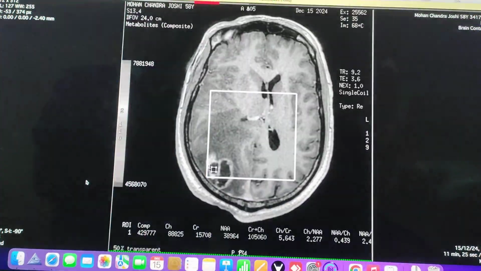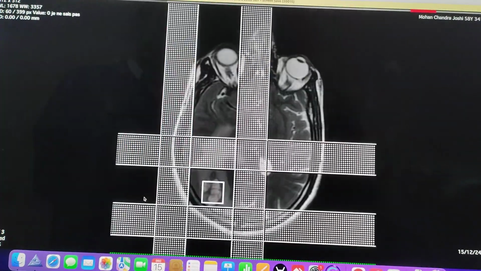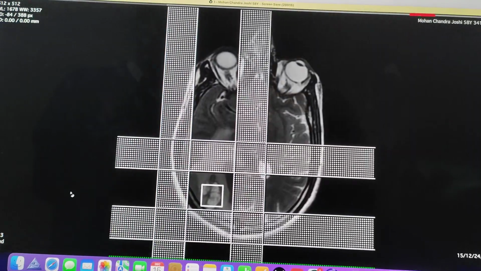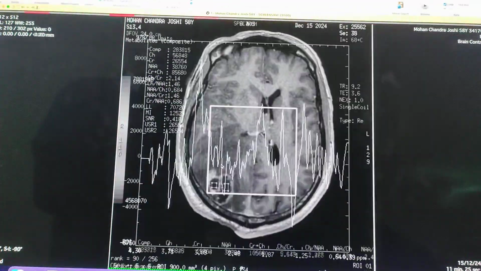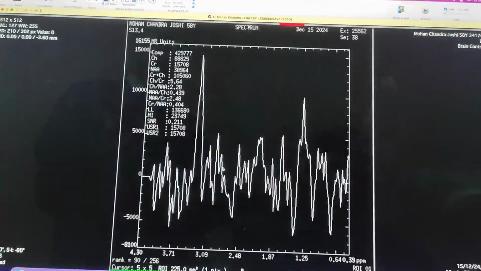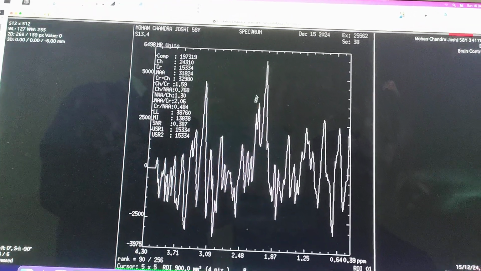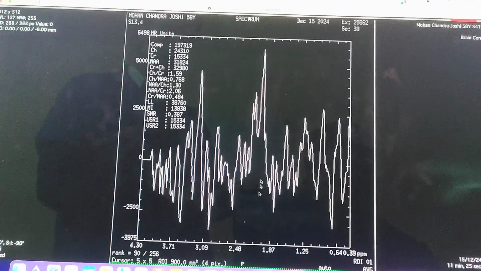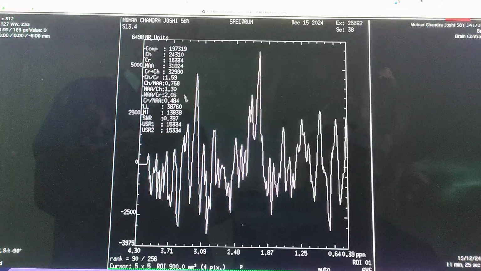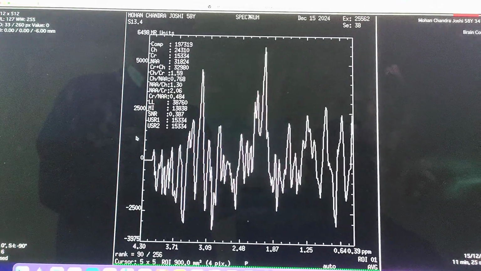and on spectroscopy here we can see the lipid lactate peak. This is the lipid lactate peak corresponding to its cerebral abscess, likely fungal.